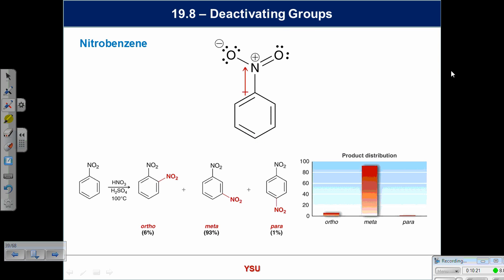Now, this is a bit clumsy the way we described it on Monday, but this is the best you can do. This is going to be the least worst, the least bad, right? This situation for meta is not as bad as the ortho-para situations.